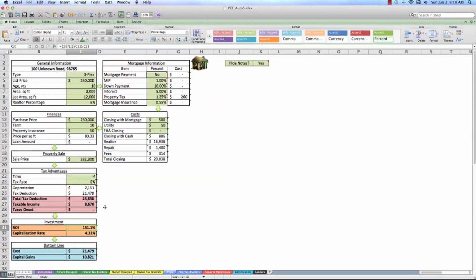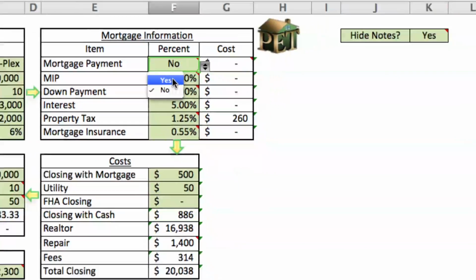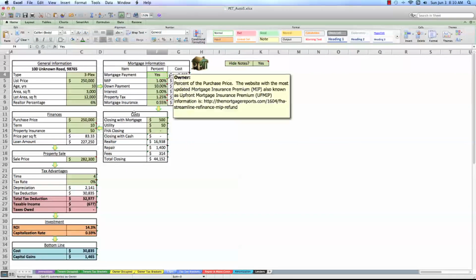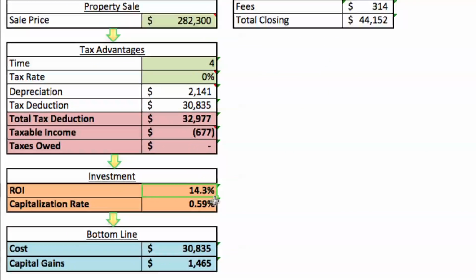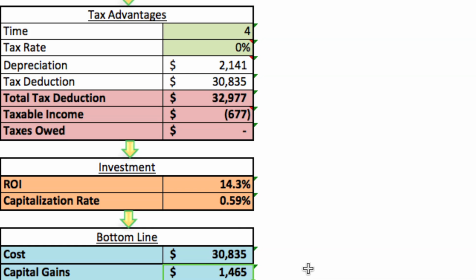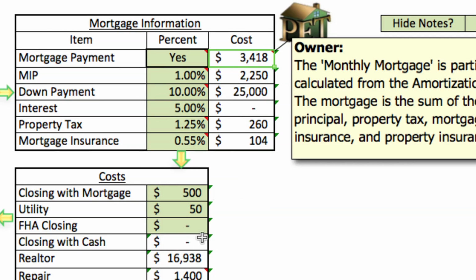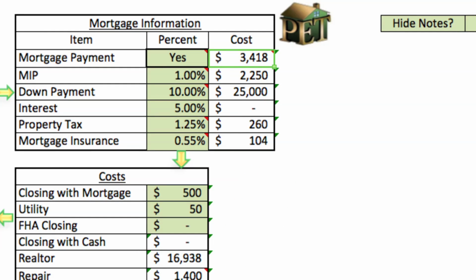All we need to do is come up here and click Mortgage Payment Yes. Now we see that the ROI is 14% and our capital gains is $1,465. Now, obviously we see that the profits is substantially less. But the main reason of this is because we now are paying a $3,400 mortgage payment over 4 months.